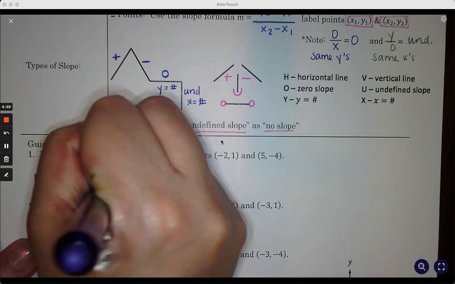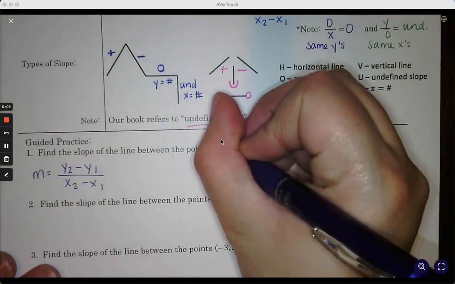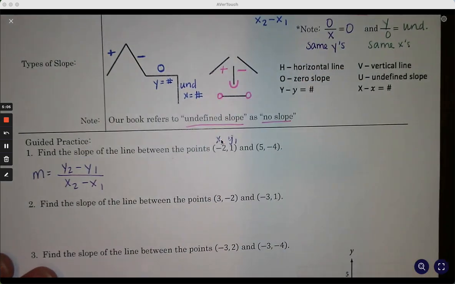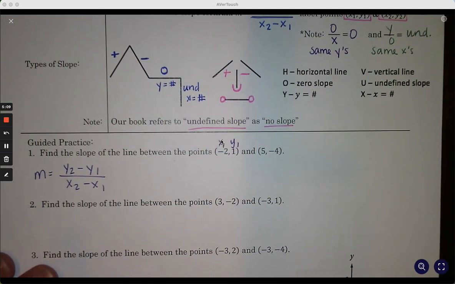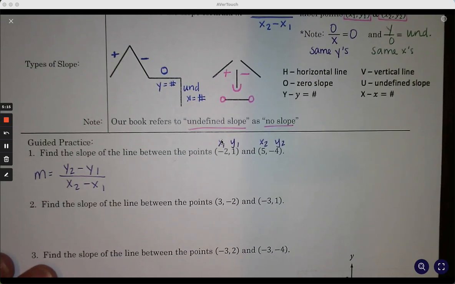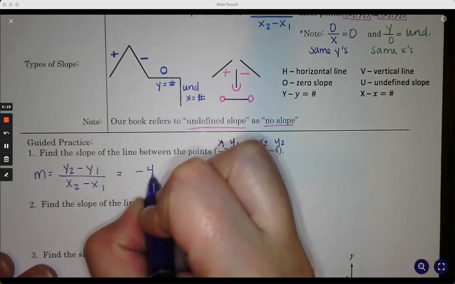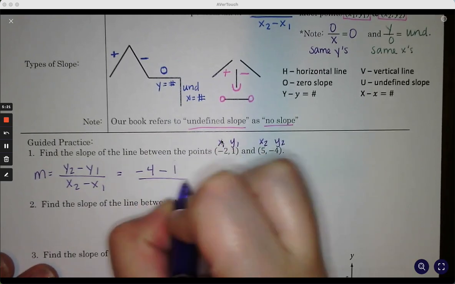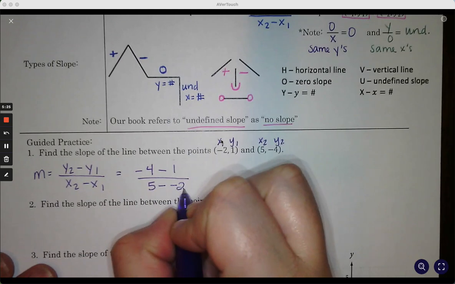x2 minus x1. So the very first thing I'm going to go ahead and do is label my points. x1, y1. Why is that one x1, y1? Because it's the first one that they give me. Automatically, straight up. First one they give me, that's x1, y1. So we have x2, y2. Plug them in. So y2 is negative 4 minus y1 over x2, 5 minus x1, negative 2.